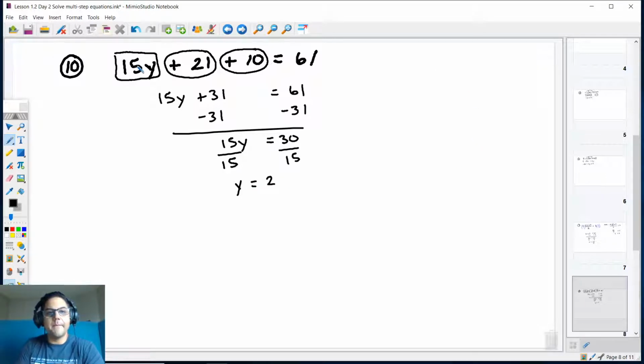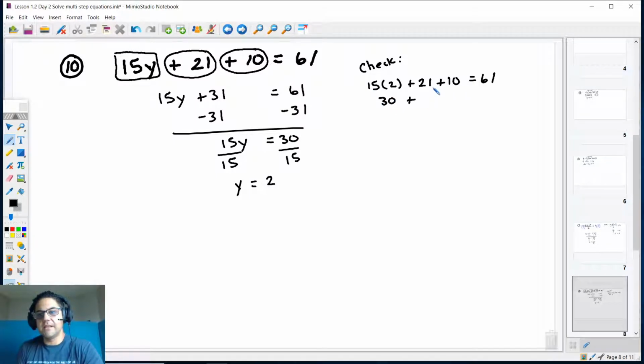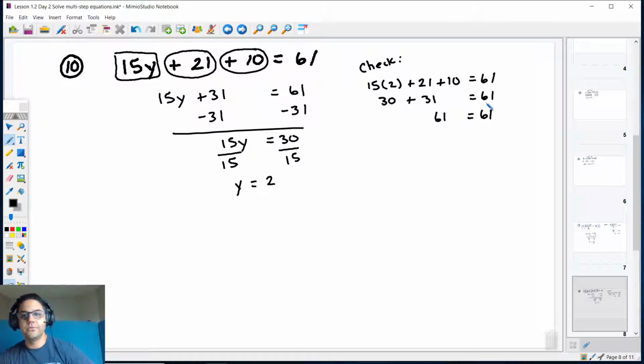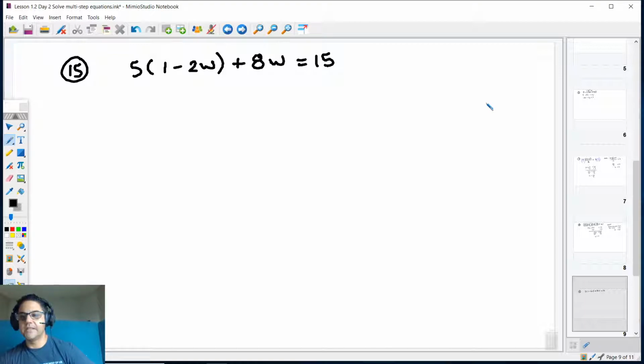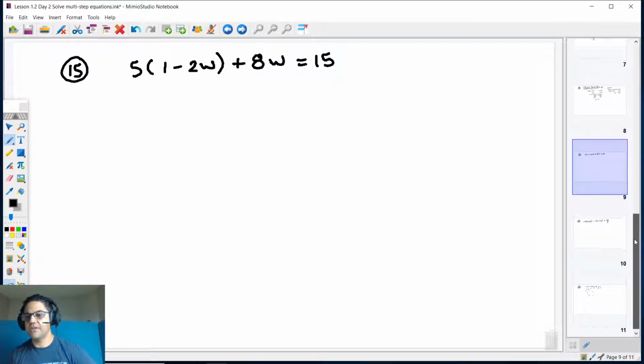Since y is equal to 2, I can come back up here in my check. So that would be 15 times 2 plus 21 plus 10 is equal to 61. So that's just 30 plus, and again, we already know that's 31. So yeah, 61 equals 61. Now again, you may be thinking, do I really have to do the check? It is a nice test-taking strategy. Ooh, this is looking like a good one here. Got just a few more.